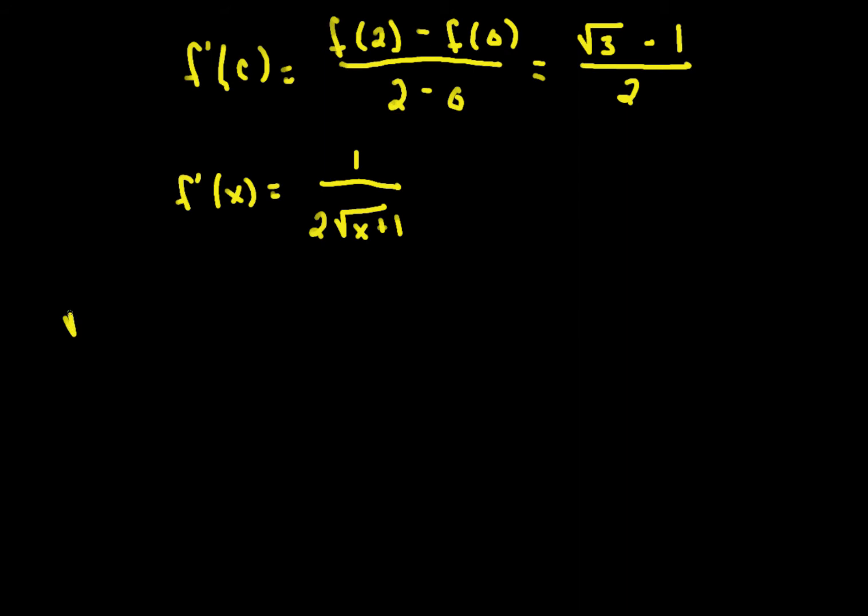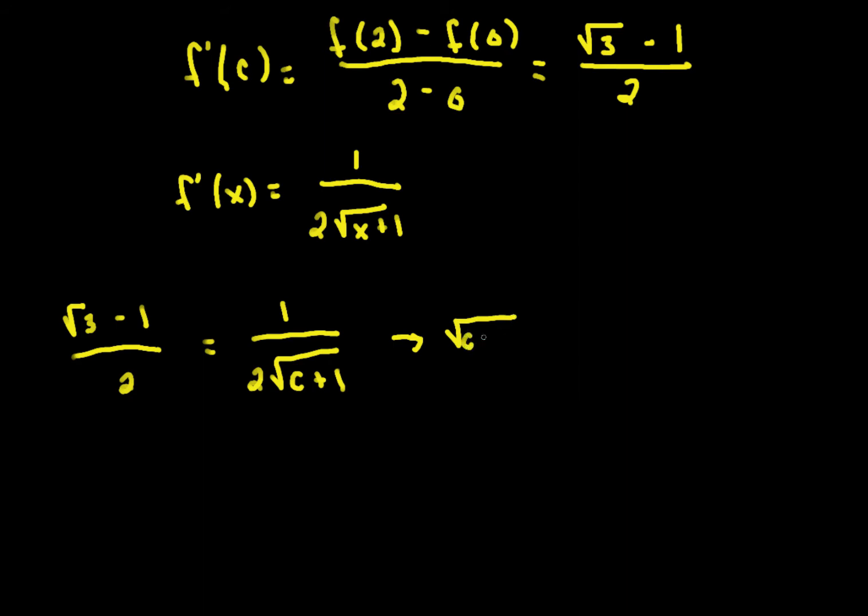When is square root of 3 minus 1 over 2 ever equal to 1 over 2 square root of, I'm going to call it c now, c plus 1? So doing some cross multiplication, this tells me that square root of c plus 1 has to be equal to 1 over root 3 minus 1. Now I need to solve for c, so I'm going to square both sides. So c plus 1 has to be equal to 1 over, what is it going to be, 4 minus 2 root 3.